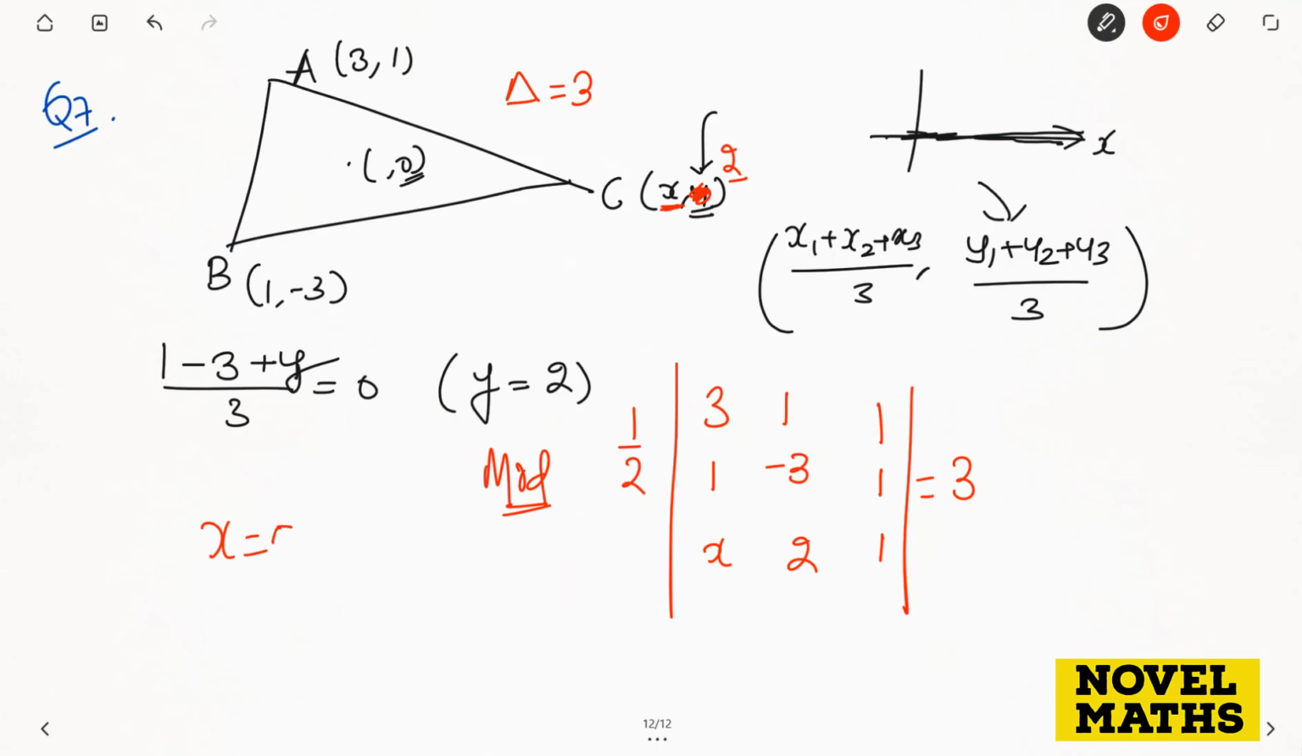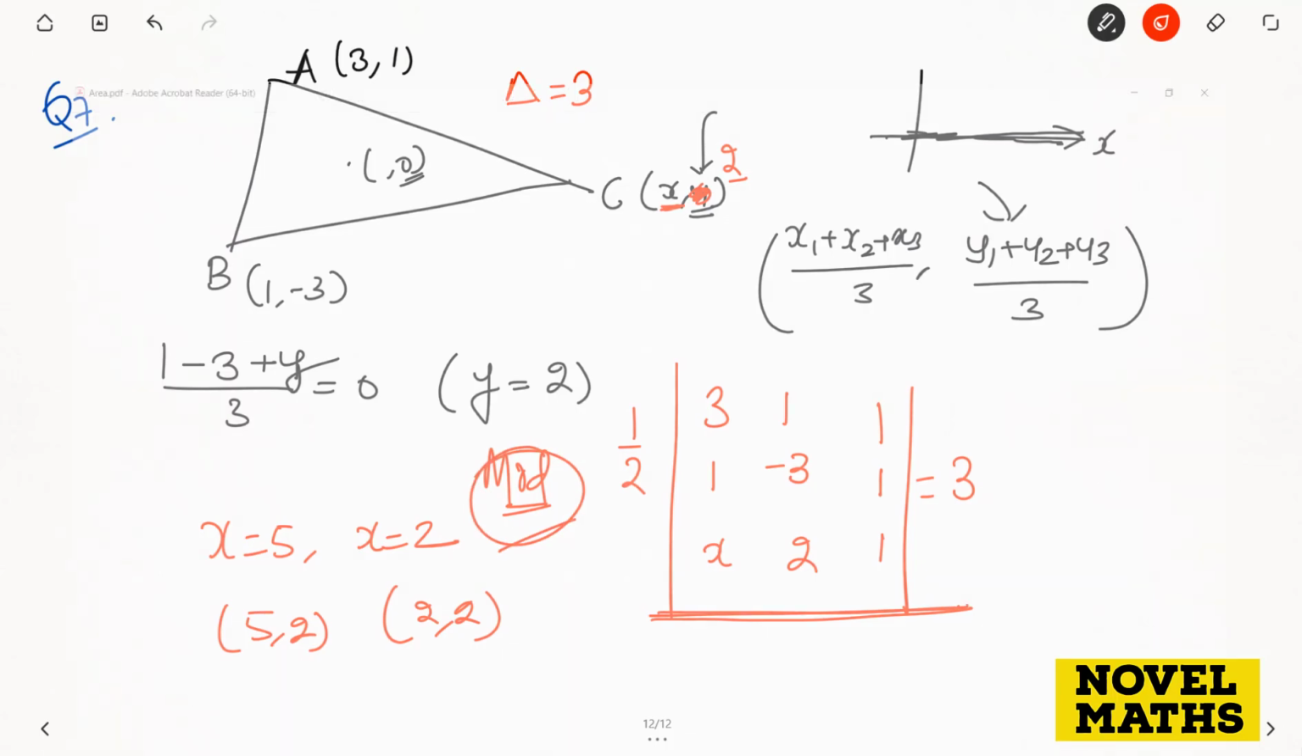X will be 5 and x is 2 and y is fixed. So the answer is 5, 2 and 2, 2. Just be careful on the modulus thing, never forget this one. Let's move to the next question.